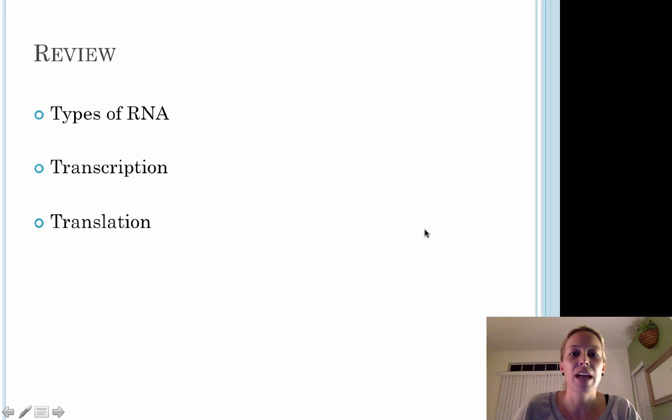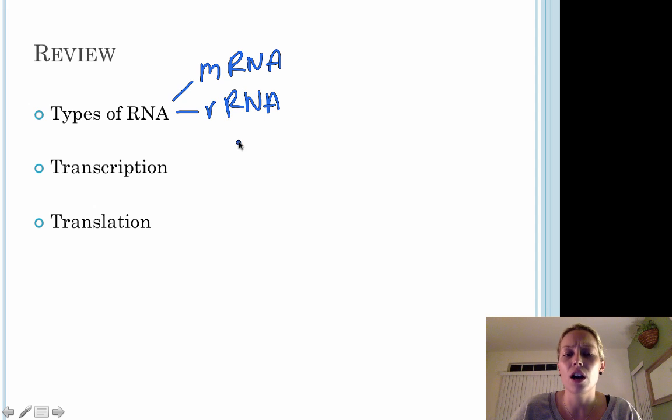So just to recap, you should be familiar with the 3 different types of RNA. They are mRNA, which stands for messenger RNA; rRNA, which is ribosomal RNA, meaning it's found as part of the ribosome; and tRNA, or transfer RNA, which is responsible for transferring those amino acids over to the ribosome and reading the codons on the mRNA molecule.